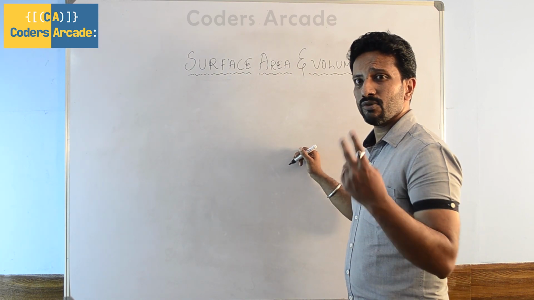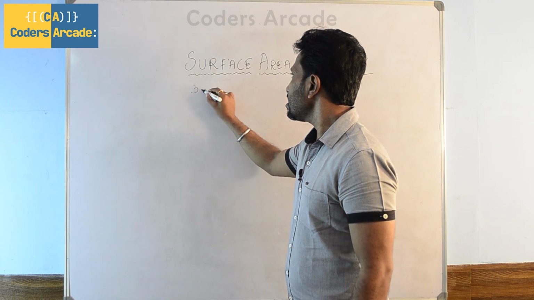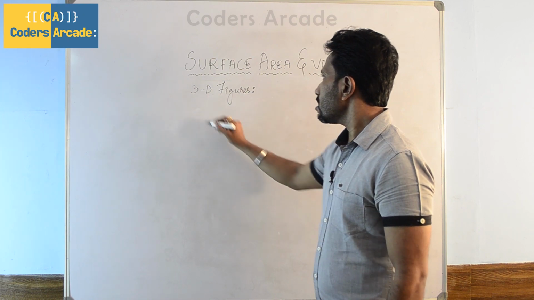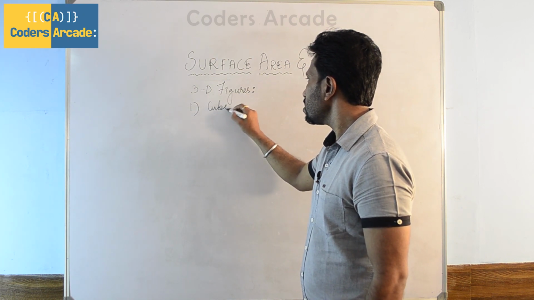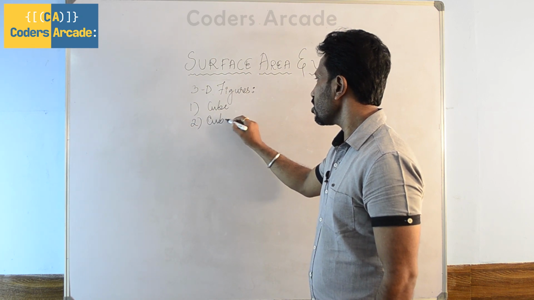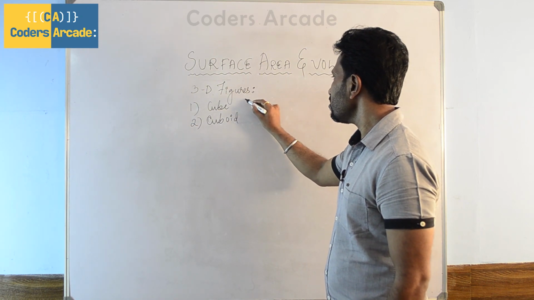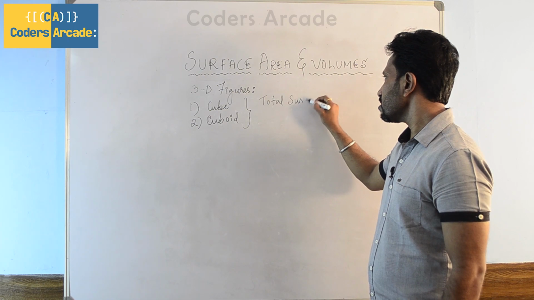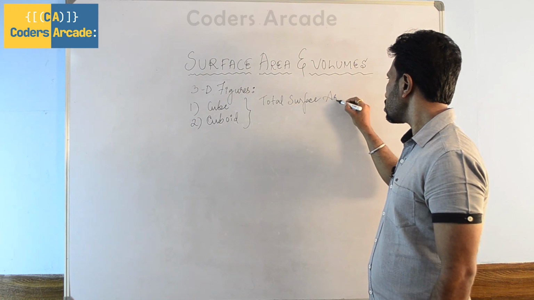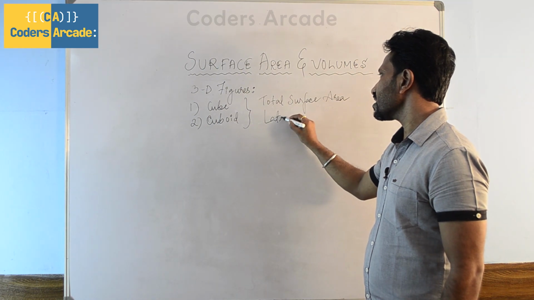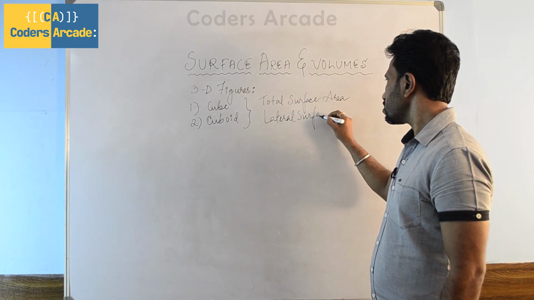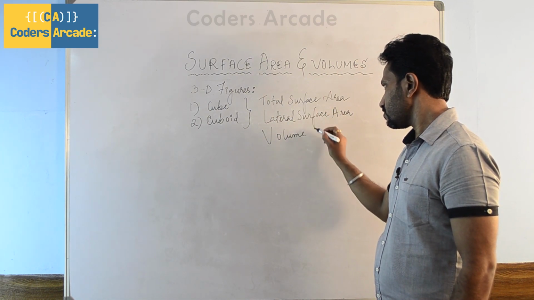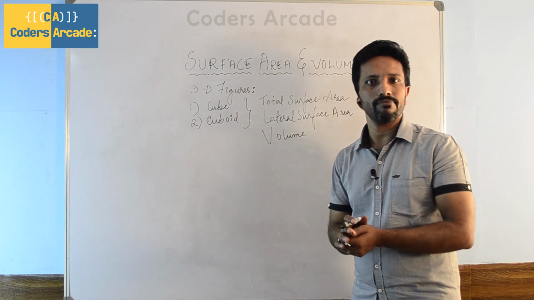So today we will be covering two three-dimensional figures, 3D figures. The first one will be say cube and the second one will be cuboid, and we will be calculating for both. We will be calculating the total surface area and the lateral surface area and then also the volume. So this is our agenda for today.